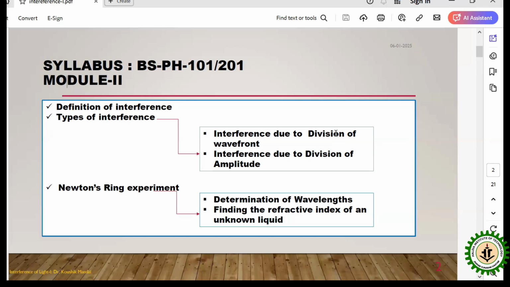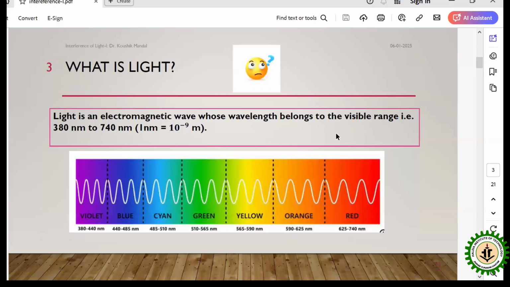And so first, I want to talk about some basics of light. So what is light? That is the first question that comes to your mind. Light is nothing but some form of energy, a light wave transferring from one place to another place. And you can directly say that light is an electromagnetic wave whose wavelength lies in the visible range. That means whatever we can see.